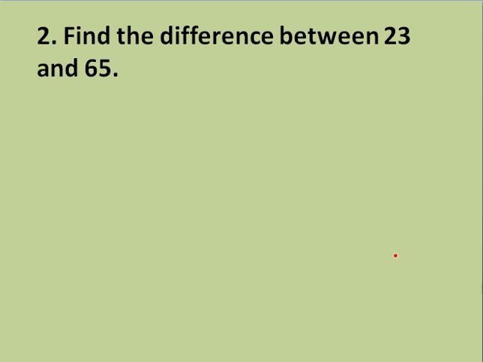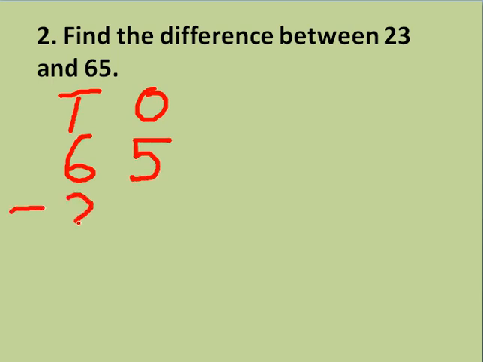First, we will mark the places, ones and tens. Then we will write the larger number first, 65. Then the smaller one, putting the subtraction symbol, 23. In 65, 5 is at ones place, so I wrote it at ones place, and 6 is at tens place, so I wrote it at tens place. Same like that, in 23, 3 is at ones place, I wrote it below ones place, and 2 is at tens place, I wrote it below tens place.